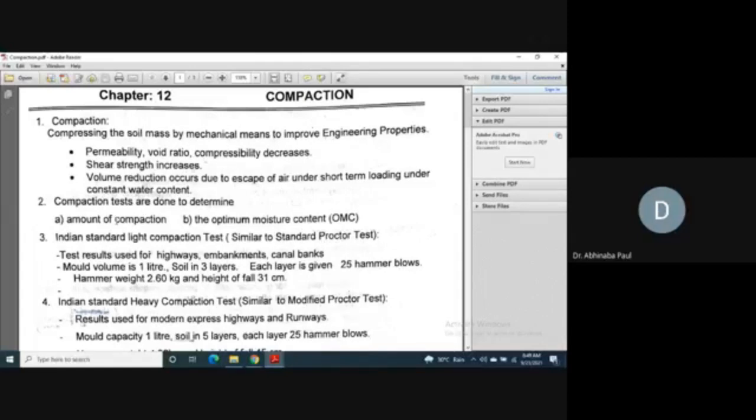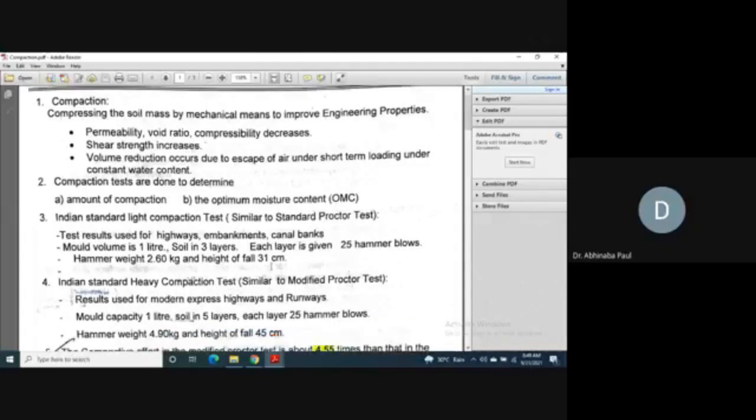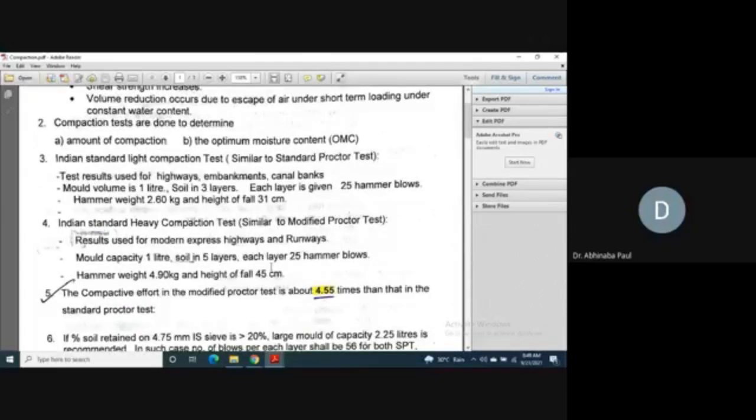Next, compaction test is done to determine. So ये हम लोग क्या निकालते हैं compaction test से. So first one is amount of compaction, that is nothing but dry density, that is MDD, maximum dry density, and another is optimum moisture content. So these are the two important things which are actually evaluated from the compaction.